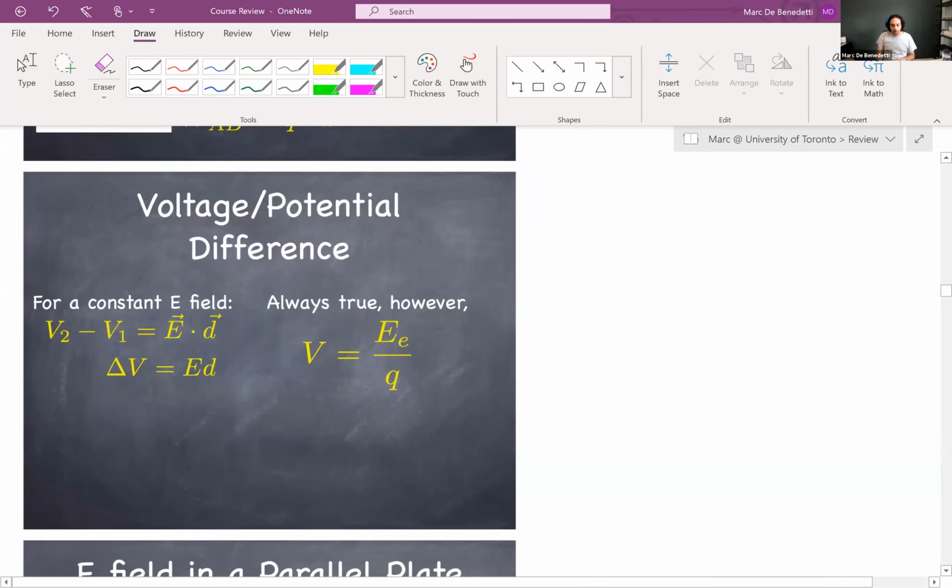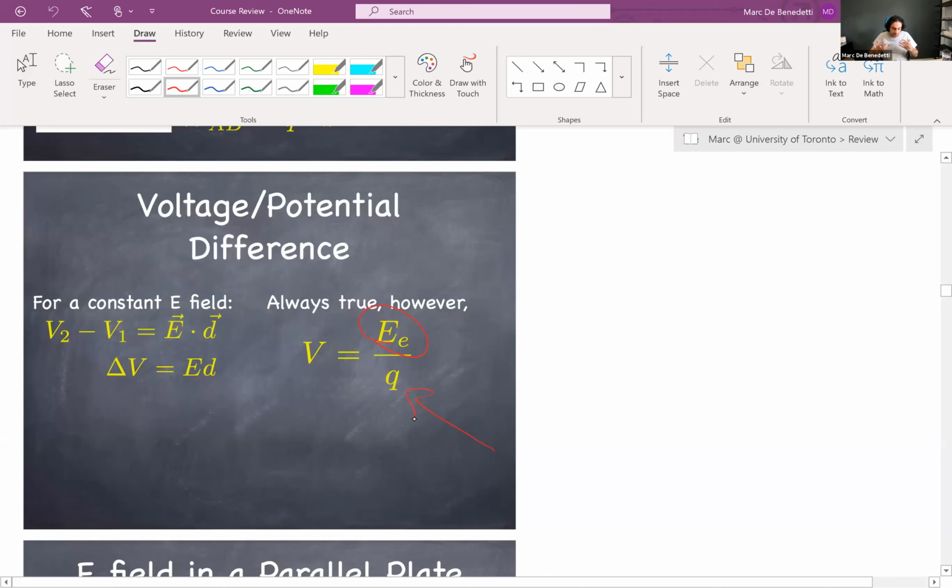We then moved on to voltage. We talked about voltage and how there is no such thing as absolute voltage, because it's very analogous to electrical potential energy. Really, all voltage is electrical potential energy divided by Q.